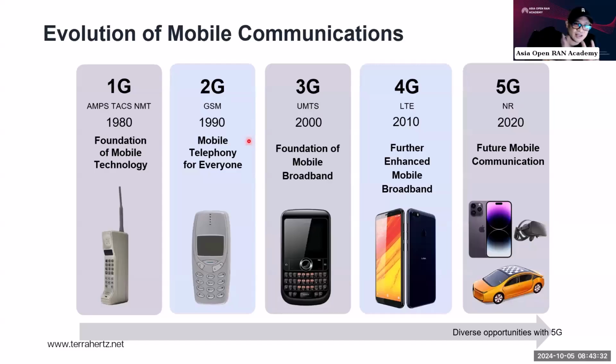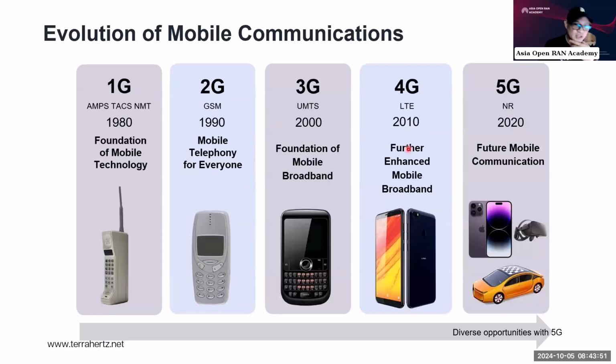So that's why in 3G, it's a combination of mobile broadband. This is where we have heard the data connectivity reach up to 1 Mbps or 2 Mbps. But it's a combination of voice and data. So that is the foundation of mobile broadband.